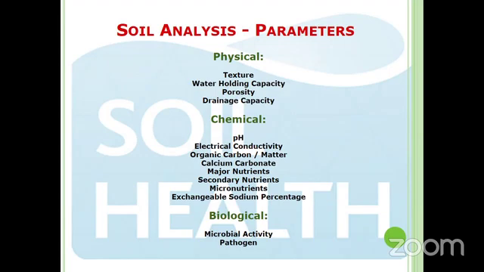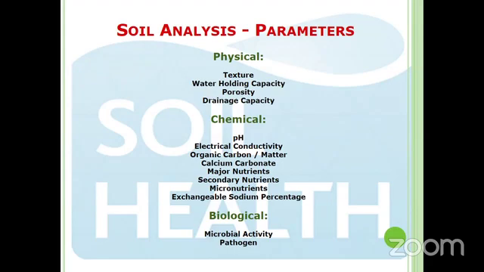Then calcium carbonate content, which is a limiting factor in nutrient uptake. If there is calcium carbonate content of up to 5% in the soil, we can say that you have a balanced soil. If this content goes beyond 5%, the availability of some nutrients gets affected. Then we check the major nutrients, that is nitrogen, phosphorus, and potash. The secondary nutrients, that is calcium, magnesium, and sulfur. And the micronutrients, that is boron, zinc, iron, etc.